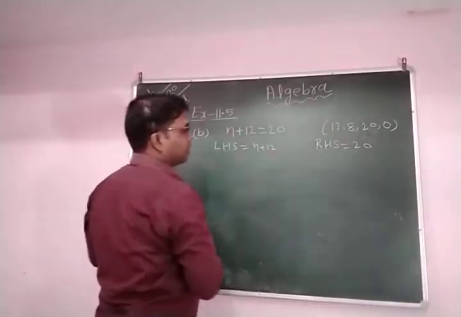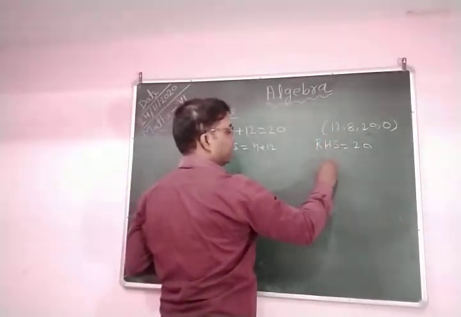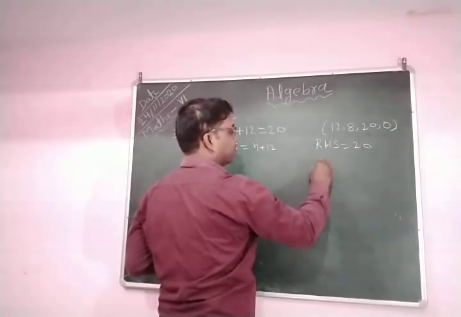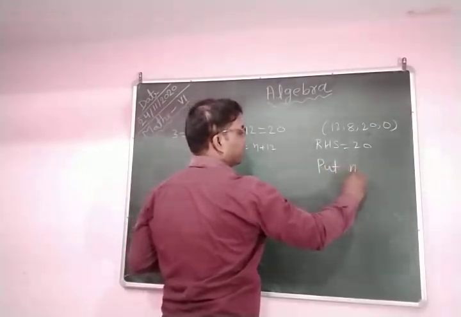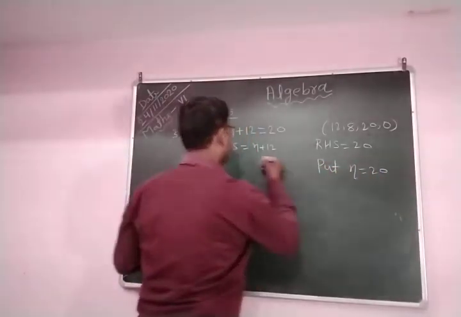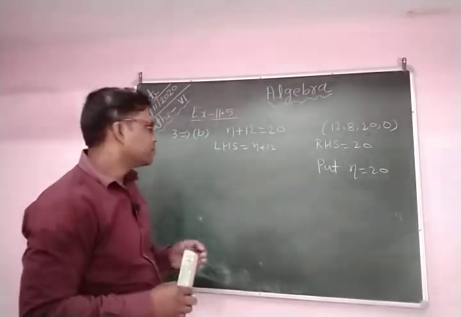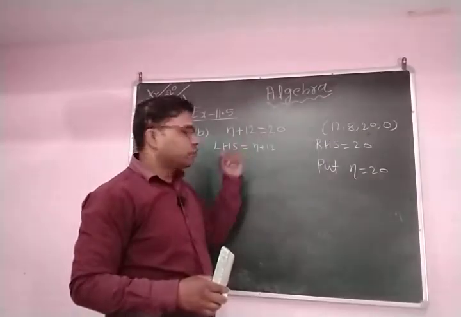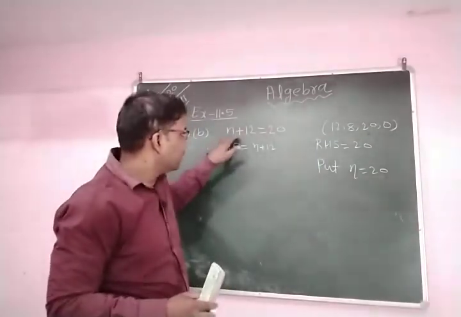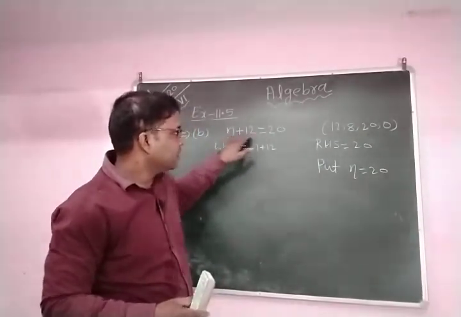So here you can write, we now take n is equal to 20 in the left hand side. What is the left hand side? Left hand side is n plus 12. In this question it is given n plus 12 is equal to 20. It means that this side, n plus 12, is the left hand side and this side is the right hand side.